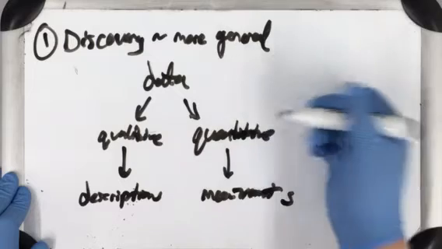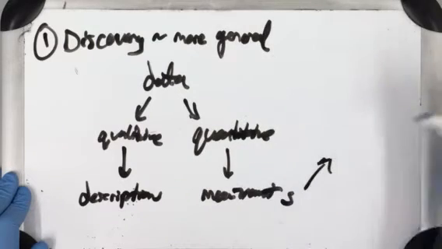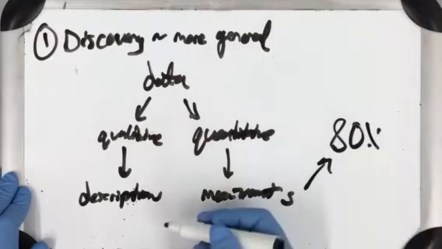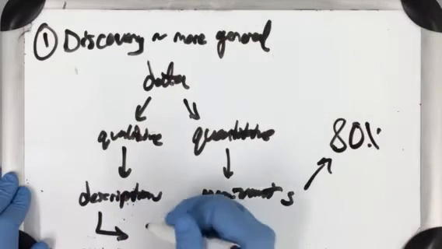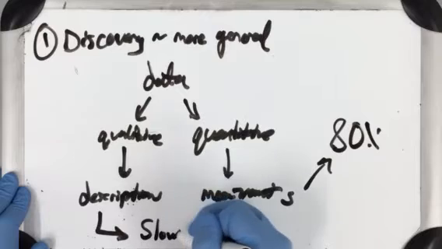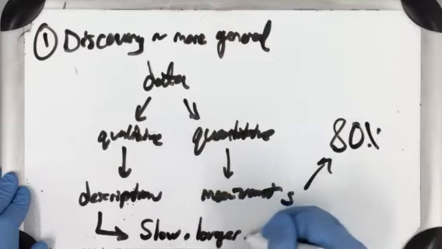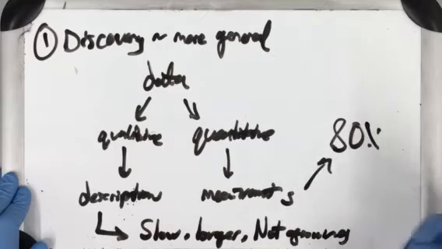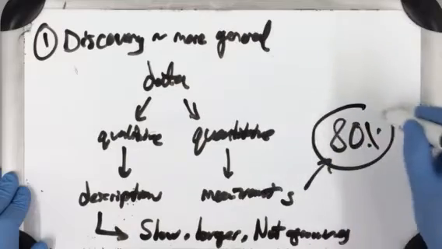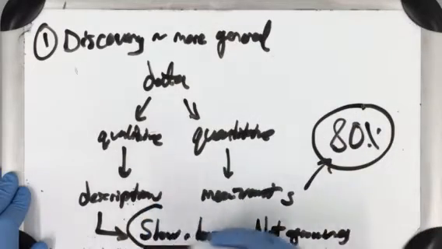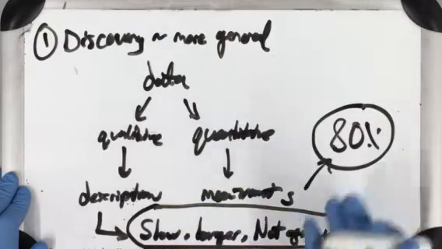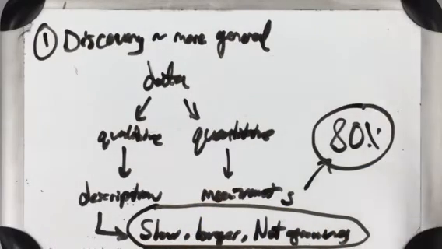An example for quantitative would be if I tested a combination of drugs and 80% of cells died. That's quantitative. A qualitative description would be that the cells look slow, they look larger, and they're not growing. So the difference is the numerical observation, where I measured a specific amount, versus a generalized observation that I make. If I make a generalized observation more and more, that can become quantitative.